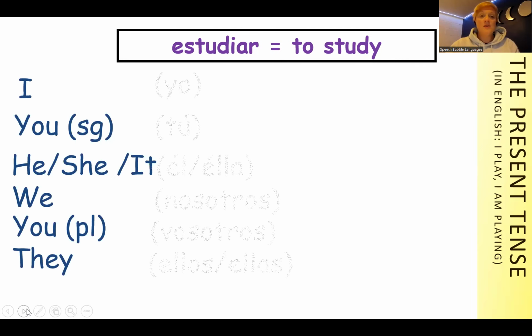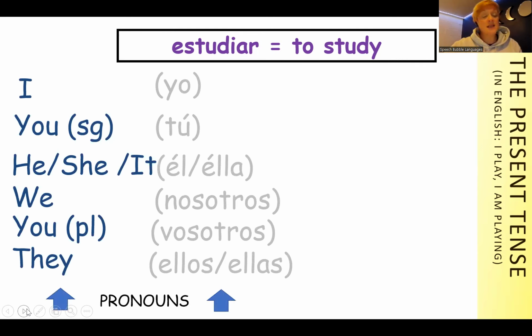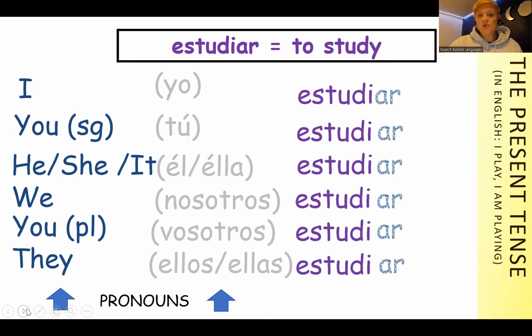The formation that we use when we conjugate our verbs is to take the order of the pronouns: I, you, he, she, or it, we, you, and they. Take our verb estudiar and drop off the AR ending to leave us with the verb stem. That's a bit without the last two letters on. To say I study, we say estudio.